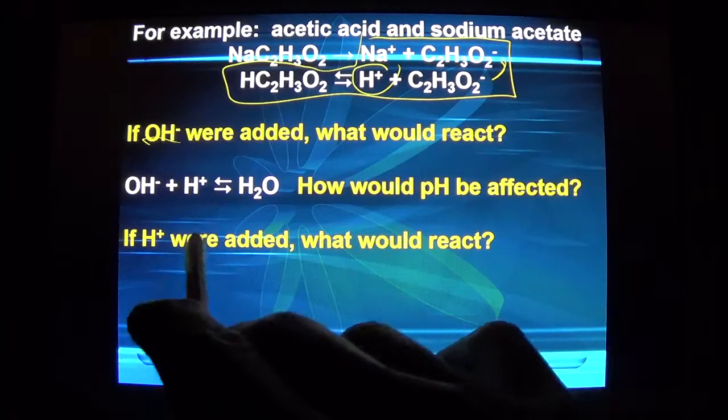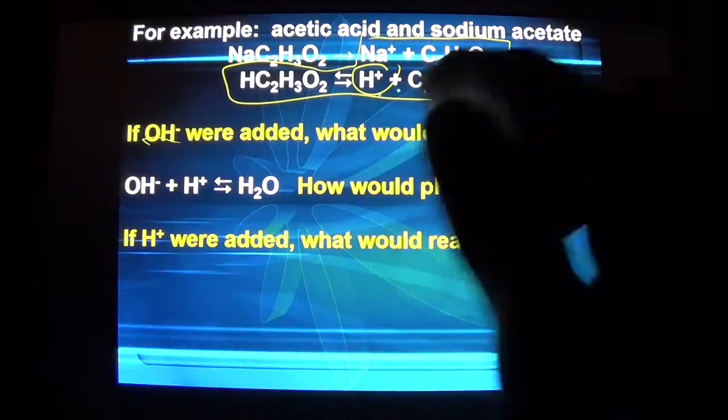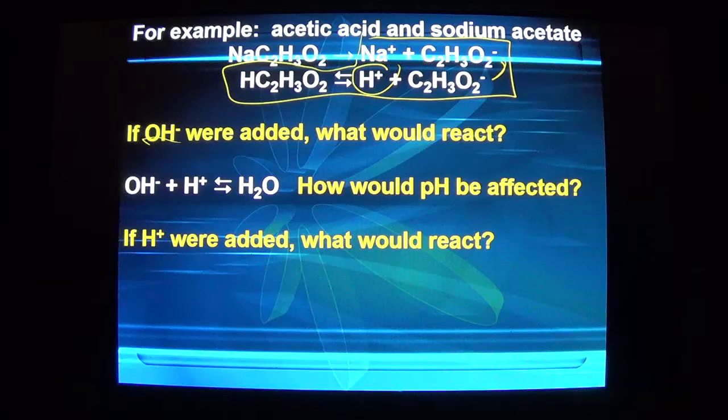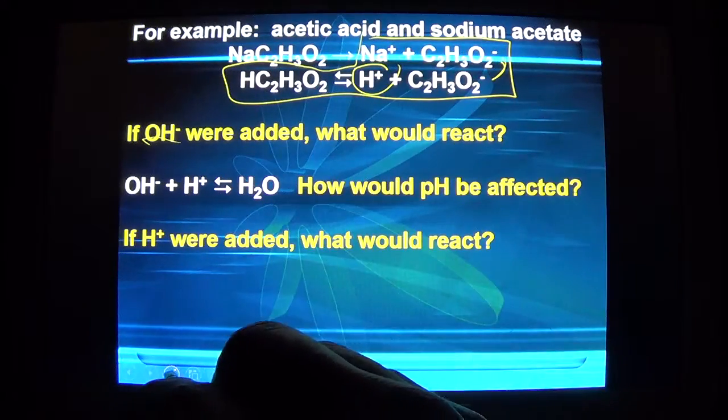Okay. What if I add some more H+? Now, there's no OH- hanging out in order for me to neutralize it with that, but I do point this out.